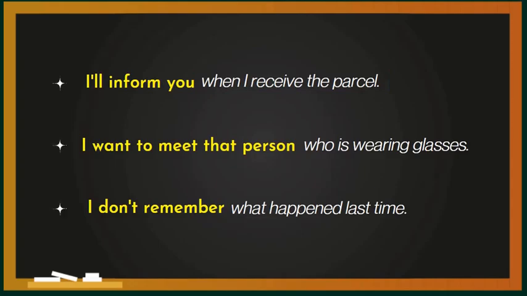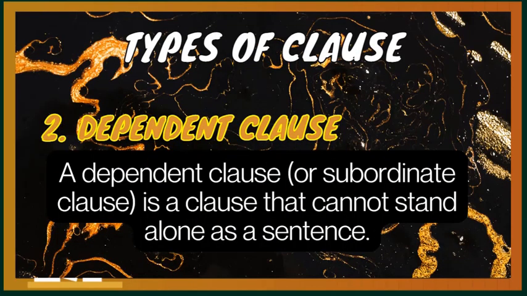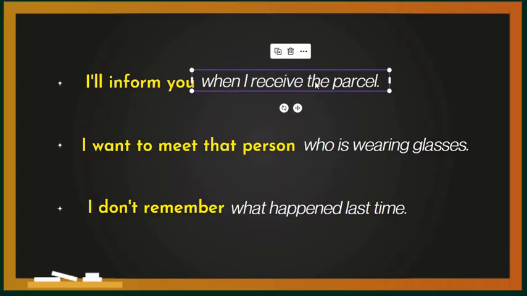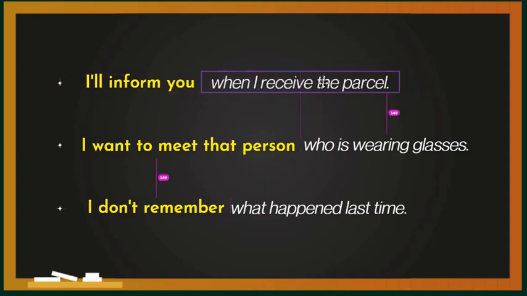Now let's jump again to the definition of independent clause. An independent clause is a clause that can stand alone as a sentence. You have just seen it. But what are dependent clauses then? Let's see the definition and then we shall move back to the example. A dependent clause or subordinate clause is a clause that cannot stand alone as a sentence. When I received the parcel. This clause cannot stand alone, so this is a dependent clause, right?